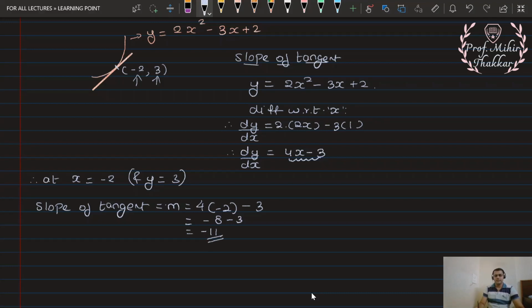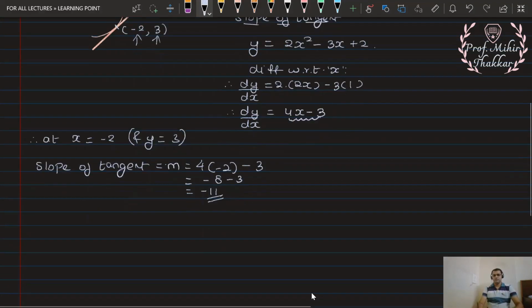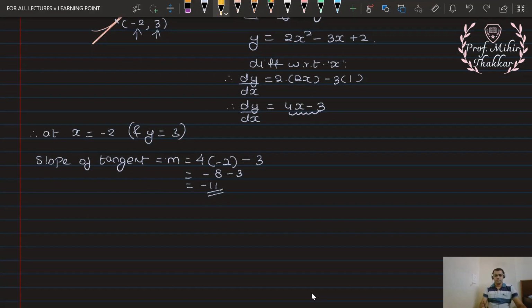Isn't that very simple, guys? So this is the way we can find out the slope of any tangent for any given curve. So that is one part of your solution. Now let us see the second thing. What is the normal? So let us discuss the normal.